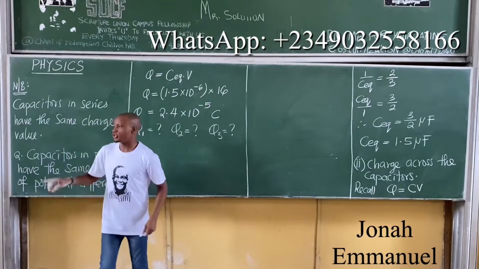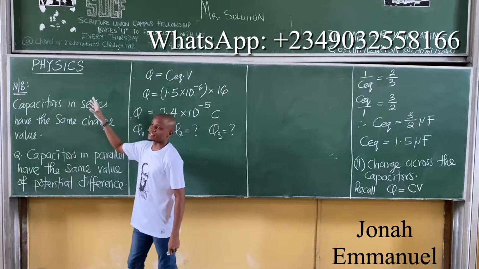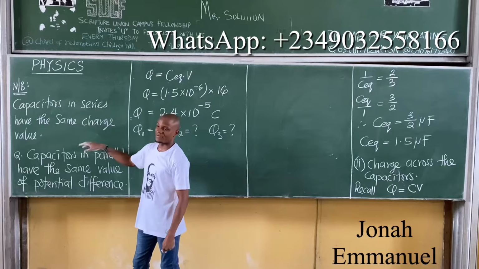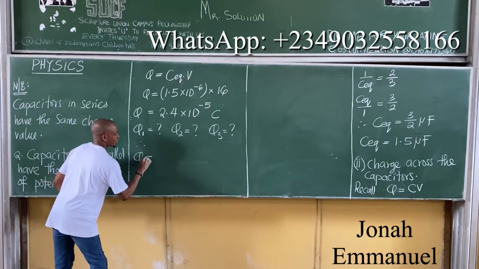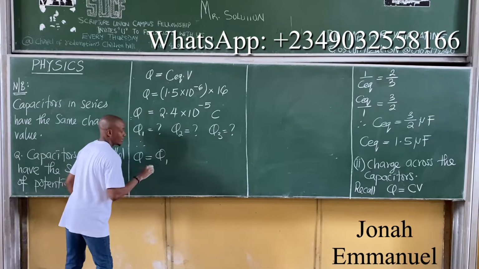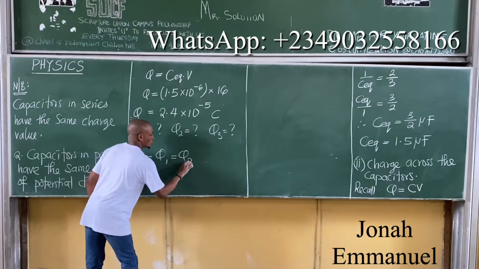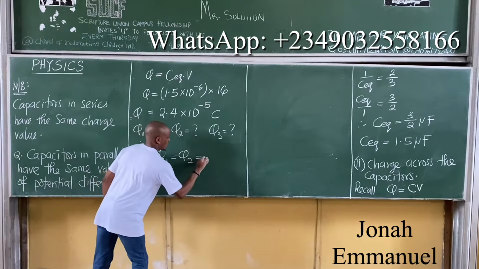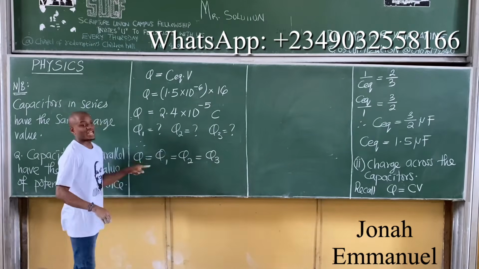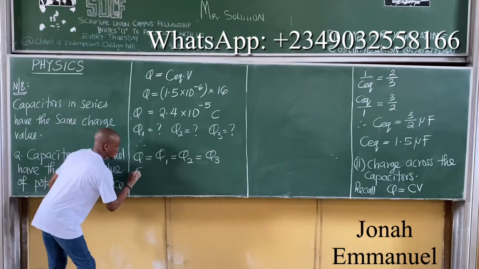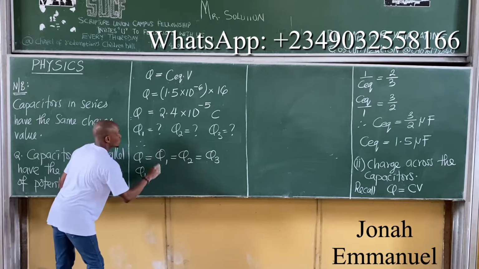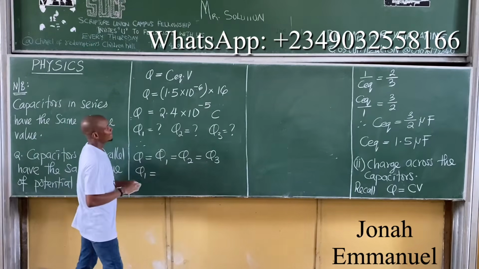Now, here's my condition. Since they are arranged in series, what happens there? They have the same charge value. So therefore, Q is equal to Q1, is still equal to Q2, is still equal to Q3. The same charge value. Why? Series arrangement. So Q1 is equal to this value.